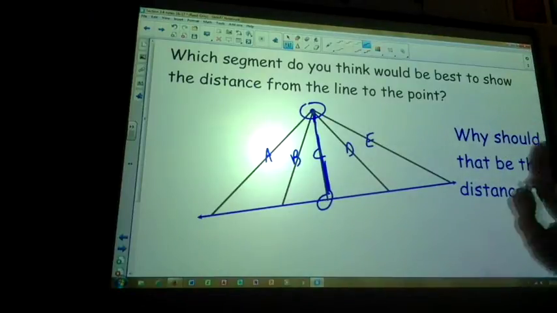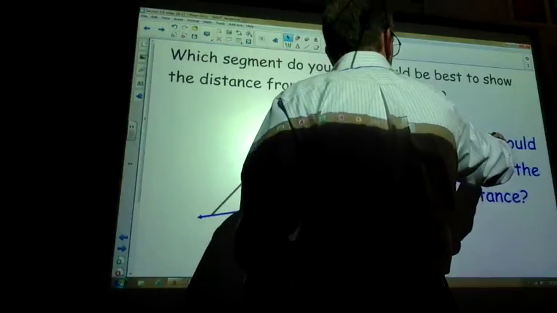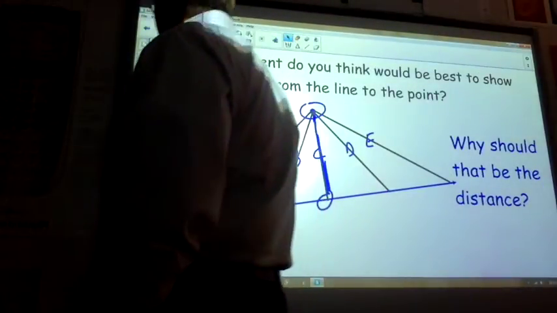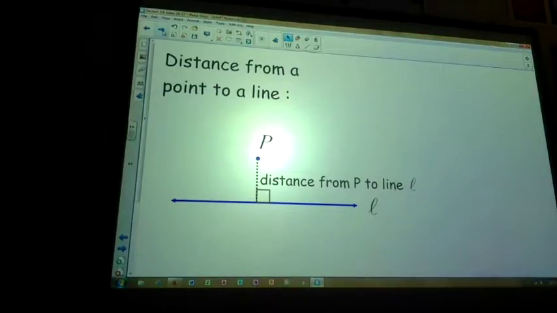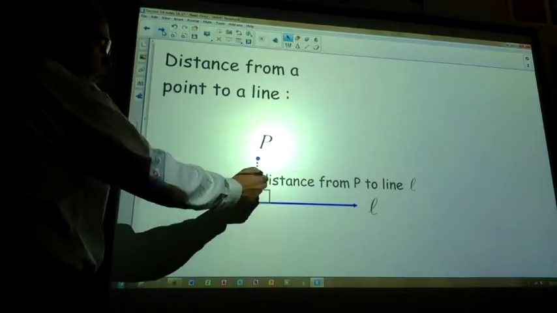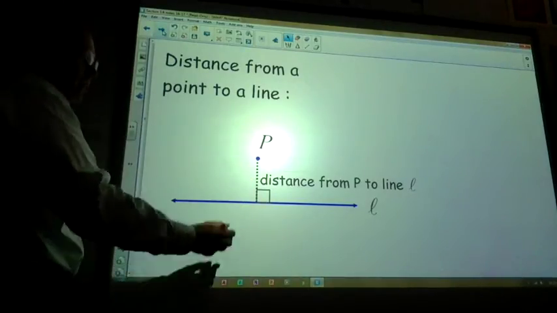I agree. Is there something I should pull out here? Distance from a point to a line. Okay, it's distance from point to line. It has to form a perpendicular with it. The perpendicular segment is the closest segment.